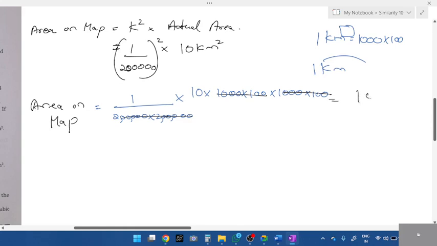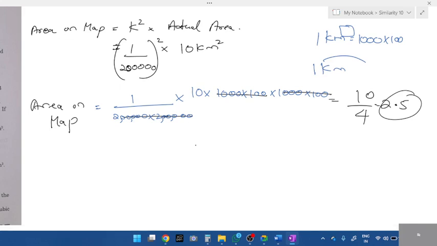It was a simple calculation. 10 divided by 4 is 2.5. All of you got 2.5 centimeter square. What about others? Are you calculating, students? Okay, complete it.